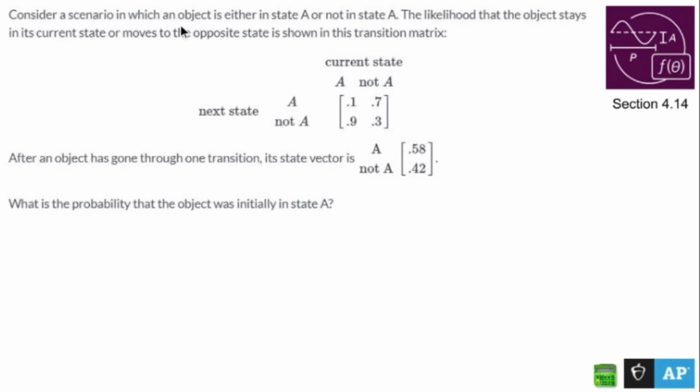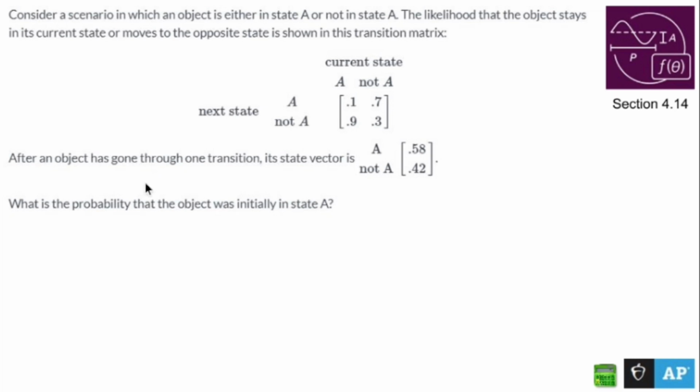Consider a scenario in which an object is in either state A or not in state A. The likelihood that an object stays in its current state or moves to the opposite state is shown in the transition matrix, so right there. After an object has gone through one transition, its state vector is that one right there. What is the probability that the object was initially in state A?